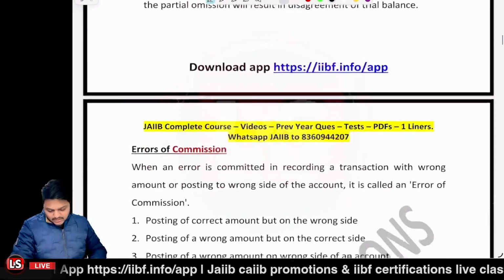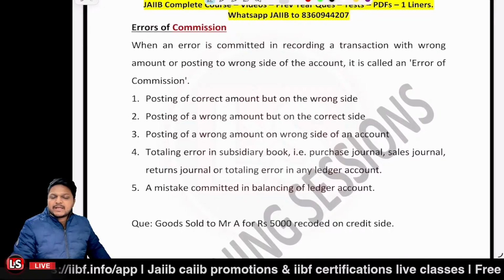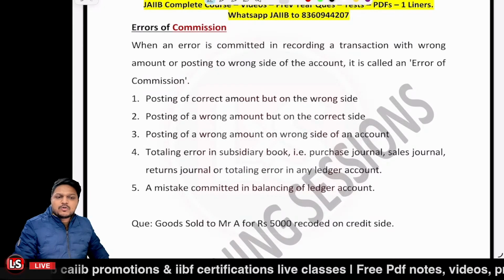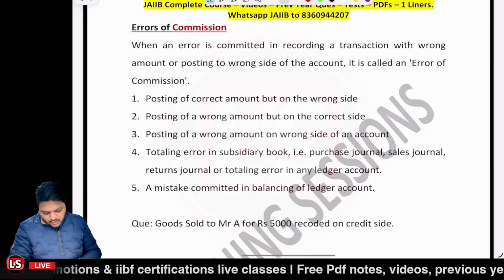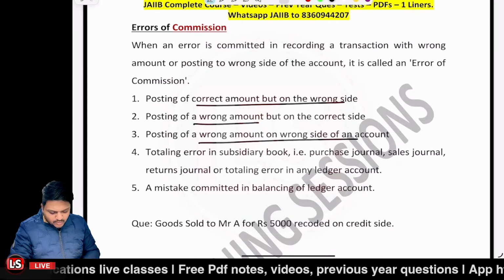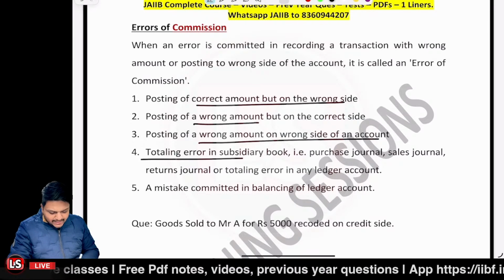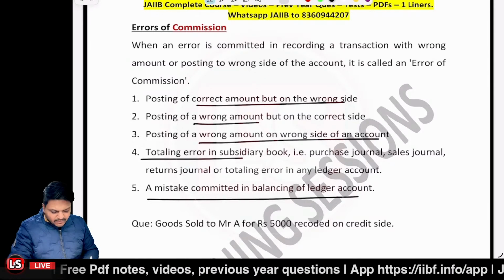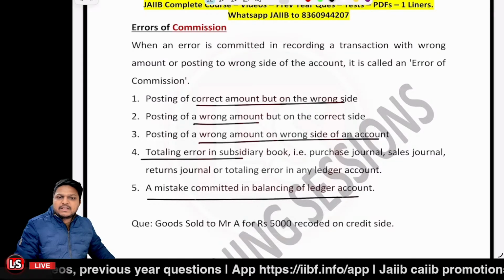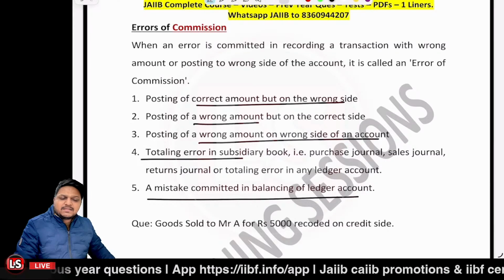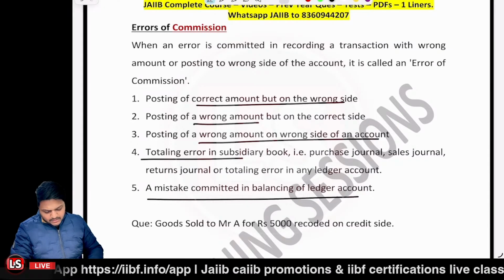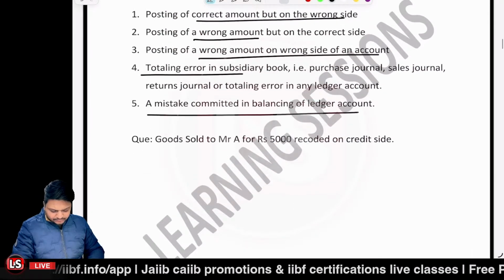Now, it's about the error of commission. I already told you there could be different things. It could be posting a wrong amount on the correct side, or correct amount on the wrong side, or wrong amount on the wrong side, or there could be a totaling error, or a mistake in balancing of the ledger account. It could be anything. Now, let's have a look at this question.